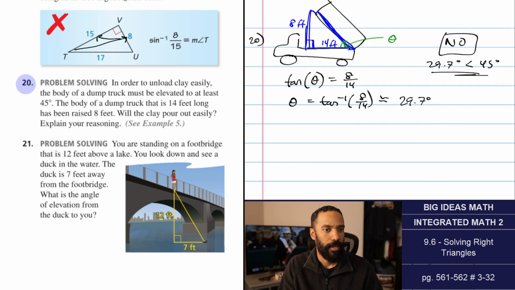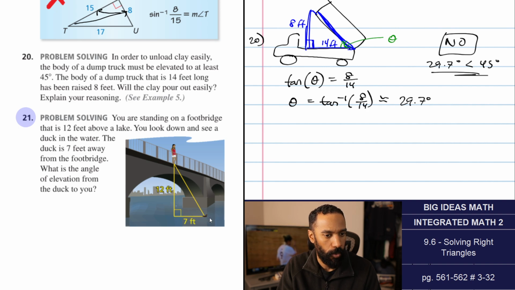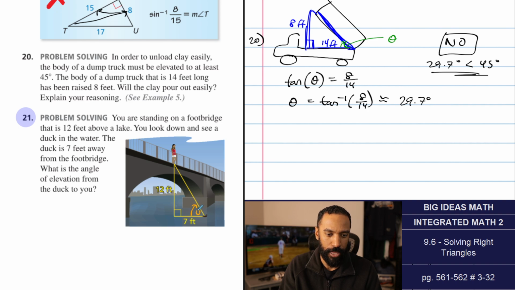All right. Number 21. Problem solving with a diagram. You are standing on a footbridge. It's me. That is 12 feet above a lake. You look down and see a duck in the water. Quack. The duck is 7 feet away from the footbridge. What is the angle of elevation from the duck to you? So they're looking for this right here. Again, if I call that theta, the angle of elevation from the duck to you, it's also your angle of depression from you to the duck.